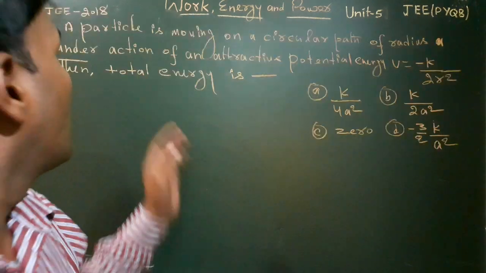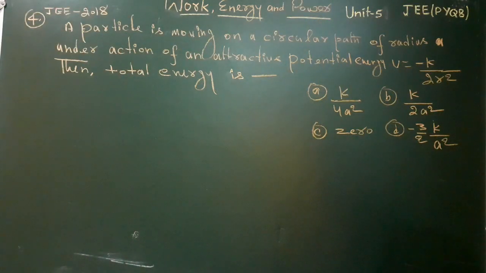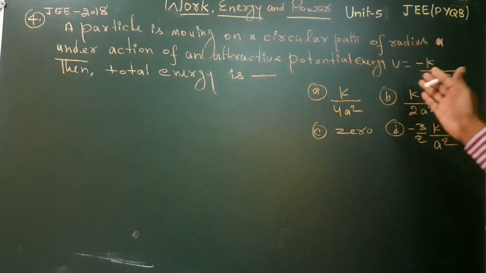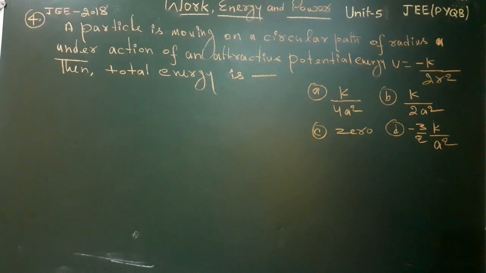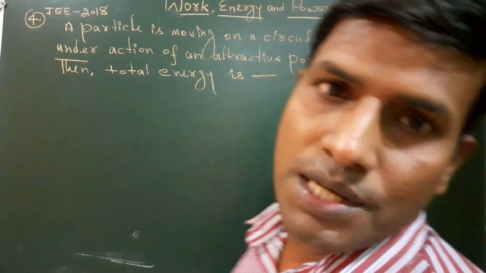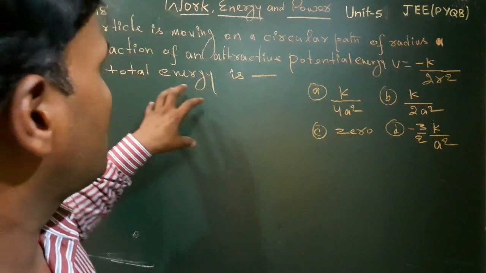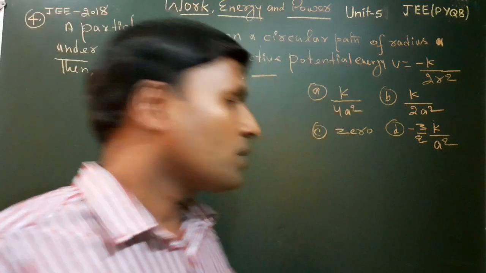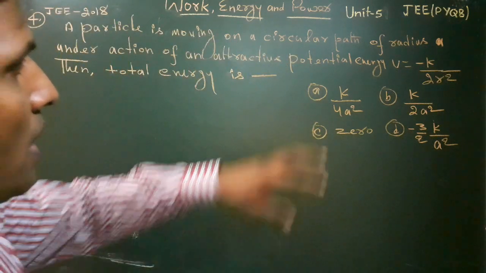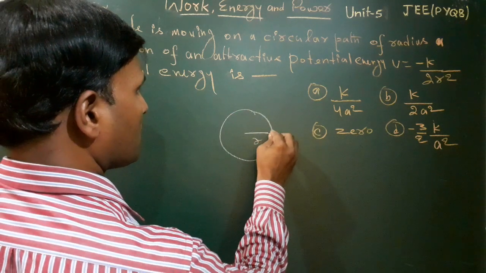This is the answer. The next question is from JEE 2018. A particle is moving on a circular path of radius a under the action of an attractive force, and the potential energy is given as minus k by 2r square. Then the total energy is, with 4 options given here. Again potential energy is given and there is an attractive force, so you need to calculate the total energy of the particle. Total energy means kinetic energy plus potential energy. So here the particle is moving on a circular path like this, with radius r.